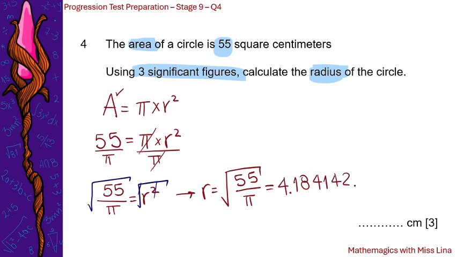4.184142, etc. Since it says to three significant figures, we are going to keep the 4, the 1, and the 8. So the result is going to be 4.18. The 8 doesn't change because the next number is a 4, so it stays as an 8. And the answer is 4.18 centimeters.